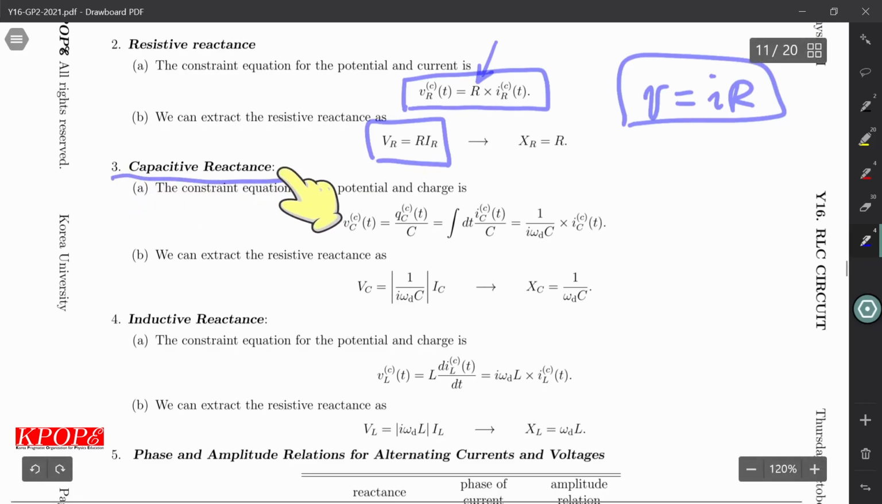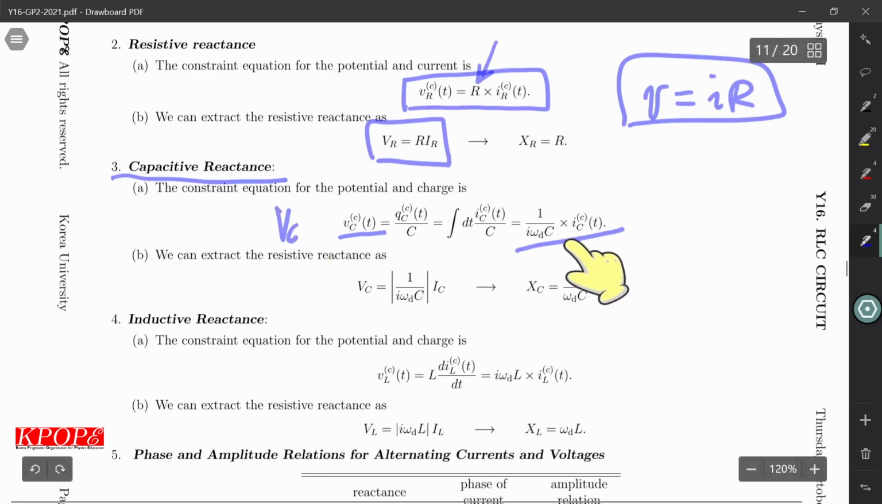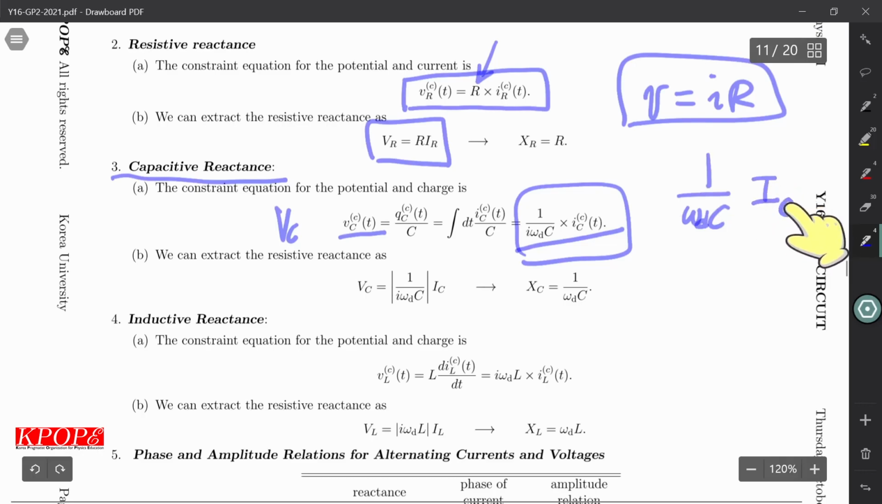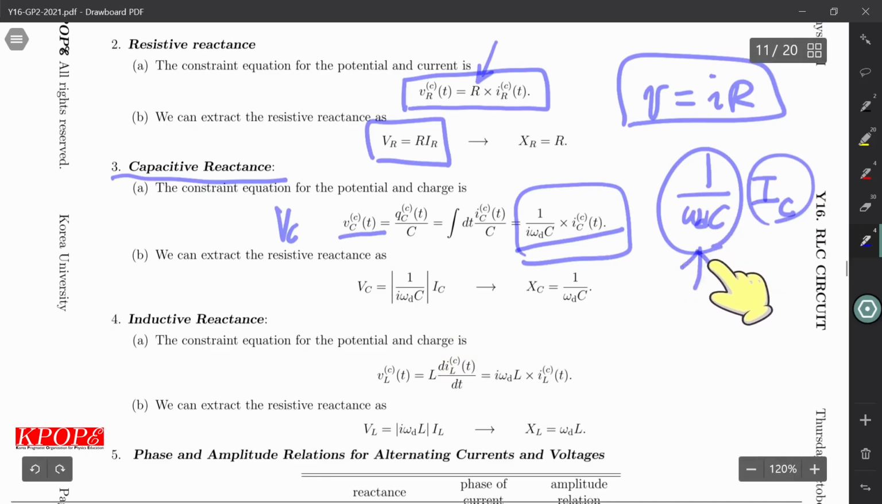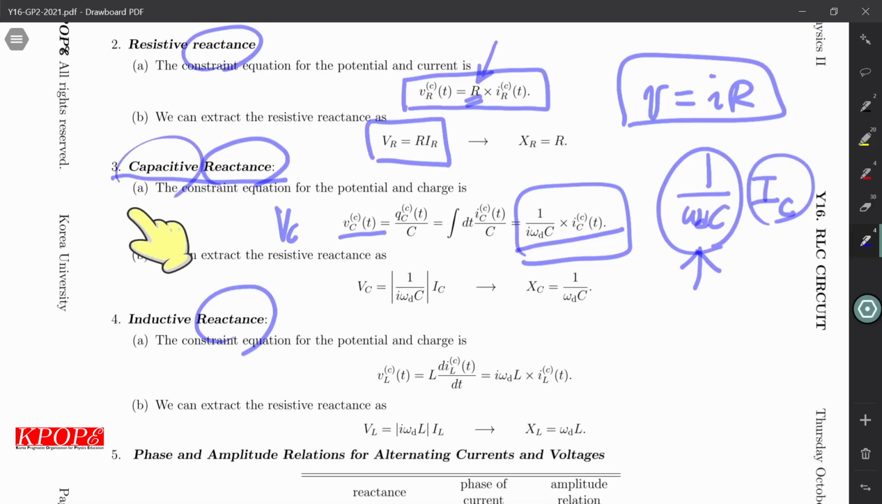Capacitor, we have a relationship in this form. We have a phase difference that has been considered already. As far as the amplitude is concerned, its amplitude is VC, and the whole amplitude is IC over omega C. These are real numbers. Therefore, this guy behaves like the resistance, but it is not actually the resistance, but we say the reactance. So reactance for the capacitive load is 1 over omega C.